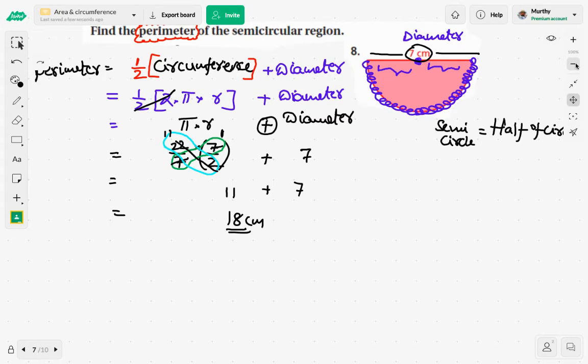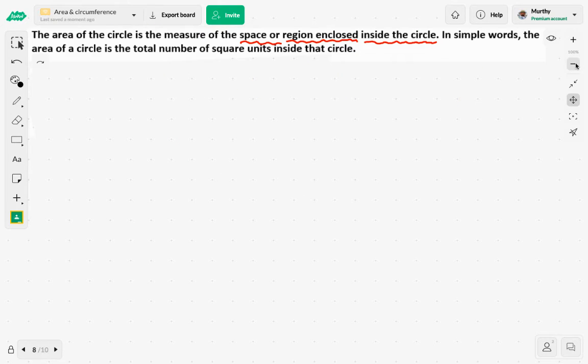Any questions on this? Okay, so going to the next one. Now this time you are asked to define the area of a circle, not the definition. So the area of the circle is the measure of the space or region enclosed inside the circle. So here, let me think of a circle. The area enclosed means what is inside the circle. So let me take this portion. So this is being asked.